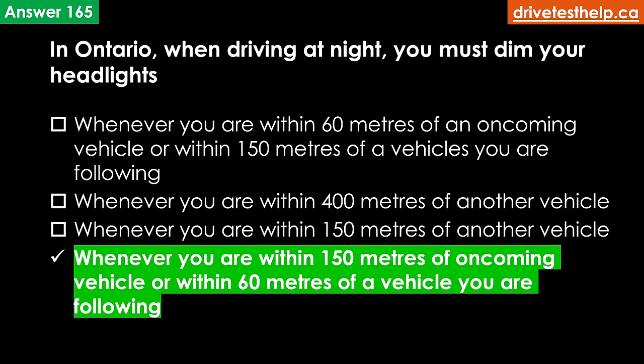In Ontario, you must dim your headlights to low beam whenever you are within 150 meters of an oncoming vehicle or within 60 meters of a vehicle you are following. These rules apply to all roads, including divided ones. Avoid shining your high beams on any other occupied vehicle. Bright lights can reflect off the other vehicle's mirrors and blind the driver.